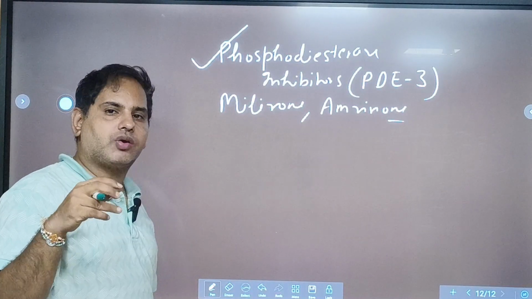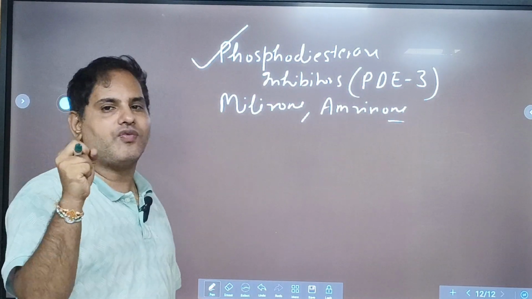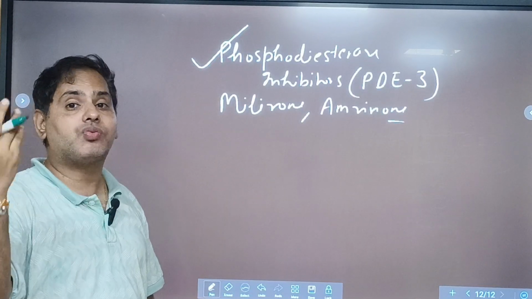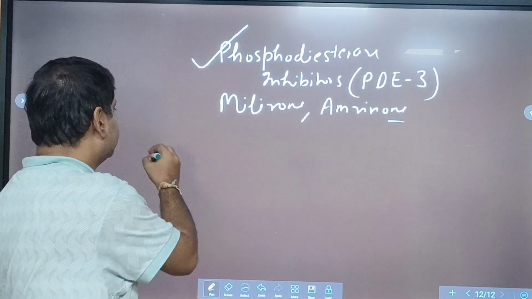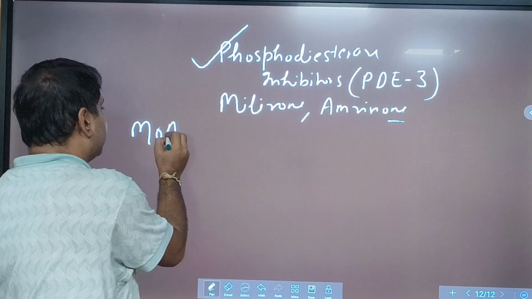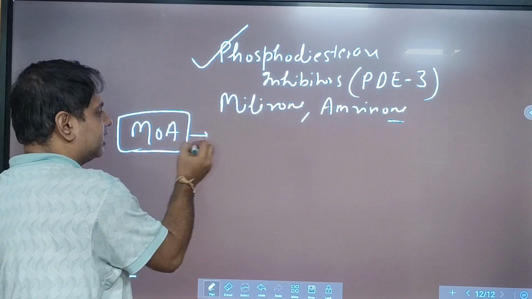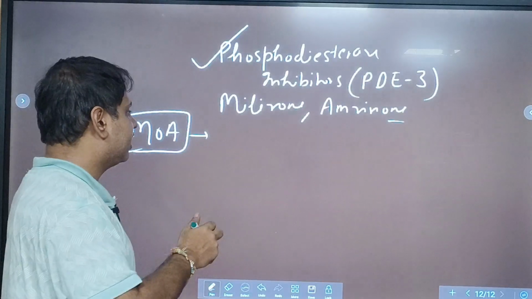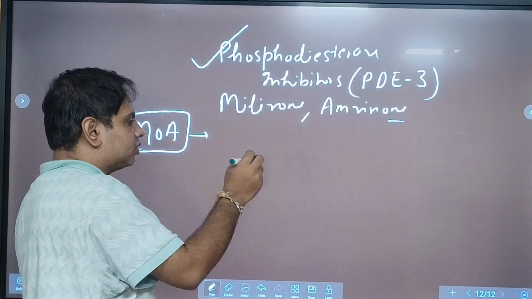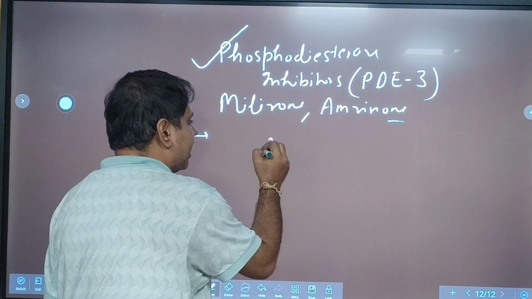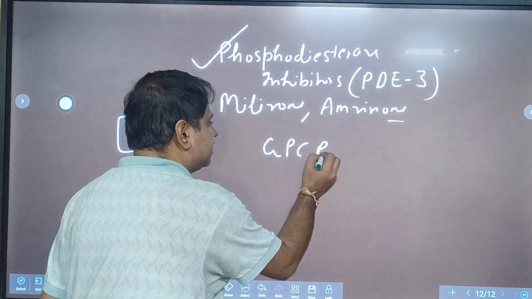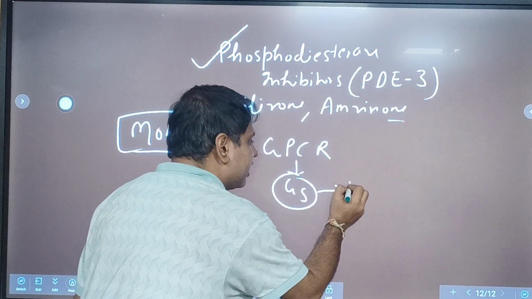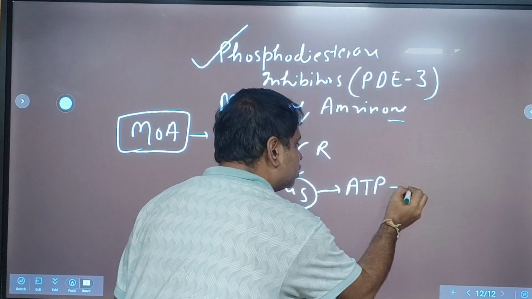And again, ionotropic agents are those that increase the contractions of the ventricle. So how do phosphodiesterase inhibitors increase the force of contraction of the ventricle? What is the mechanism? So how will they increase it? Again, if you see the process of the sympathetic system that acts on GPCR, in GPCR they stimulate GS, then ATP will be degraded into cAMP.